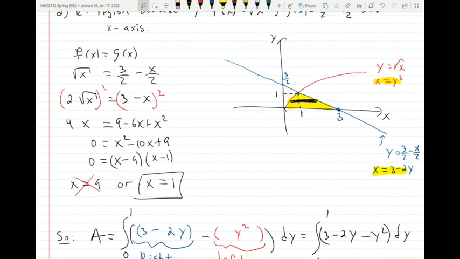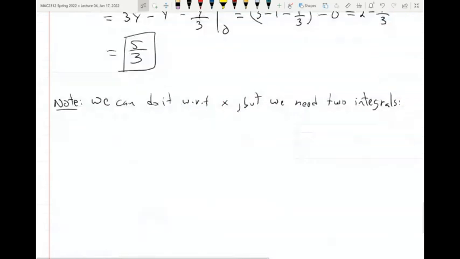All right, so if I want to do it with respect to x, that means I will have to place my rectangle vertically, and naturally the integral has to be split in 2, right? From 0 to 1, and then from 1 to 3. Is this clear to everybody? Because from 0 to 1, the red is the one that's on top, but then from 1 to 3, the red is gone, and now the blue is the one that's on top. Yes? That's why we need 2 integrals.